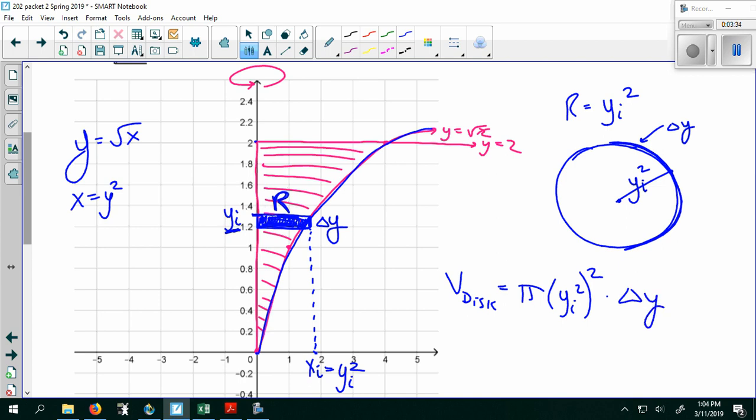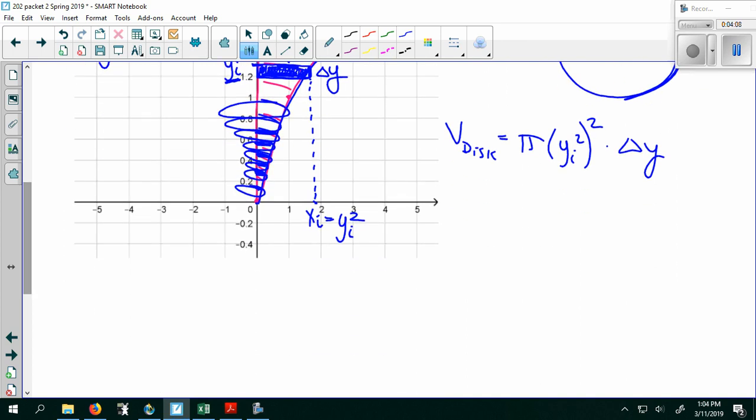And then I'm going to add up all of these disks. Starting at 0, I'm going to have all of these little representative rectangles. Each one is going to get rotated about the y-axis, and I'm going to create these disks. I'm going to stack them up. So I'm going to have n of these. I might start with 10, and then 100, and then 1,000. So I'm going to have a bunch of disks all getting stacked up along the y-axis, and so I need to add them all up, the volume of all the disks.